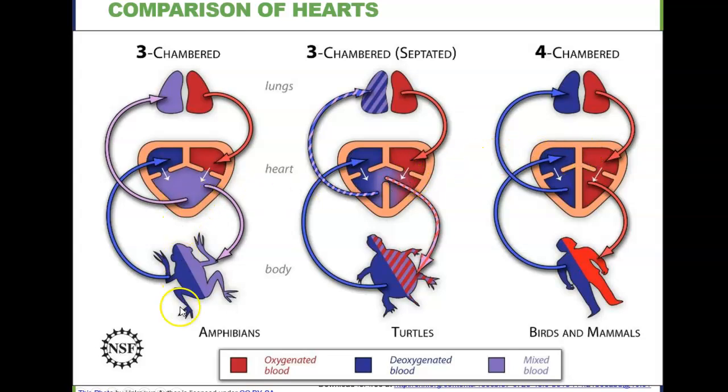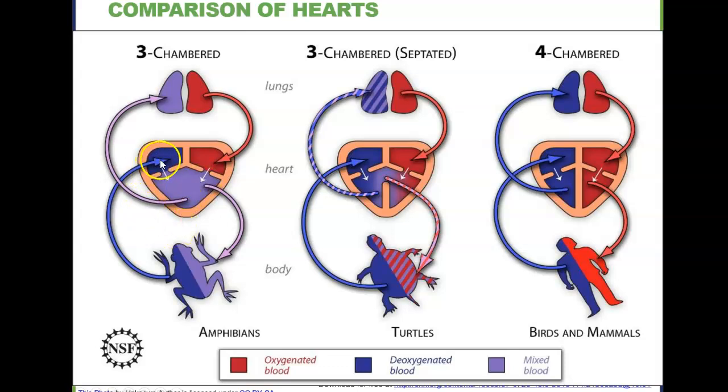So remember, with the amphibians, we had three chambers, two atria. And anything that's blue means it's deoxygenated, lacking oxygen. Red means fully charged up with oxygen, and purple is something in the middle. And anytime you have purple, that means the heart is not working quite as efficiently as it could be.